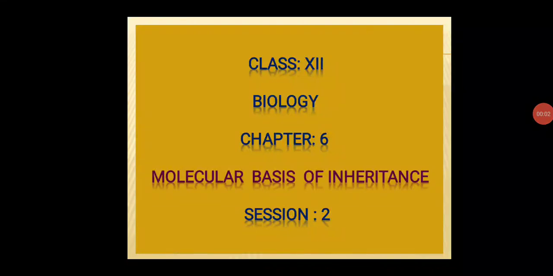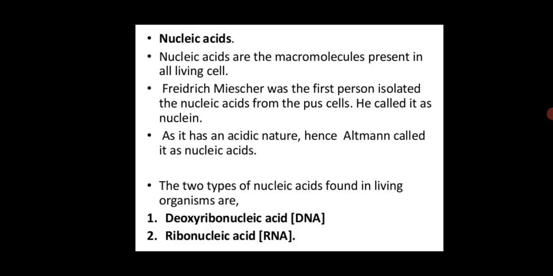Good morning, students. Today I am going to discuss session 2 on chapter 6 from your class 12 biology syllabus. The name of the chapter is Molecular Basis of Inheritance. We have already completed session 1 of this chapter, and from session 1 we came to know the different types of experiments on the genetic material. In today's video, we will get to know the structure and the function of the nucleic acid. So let's start today's class.